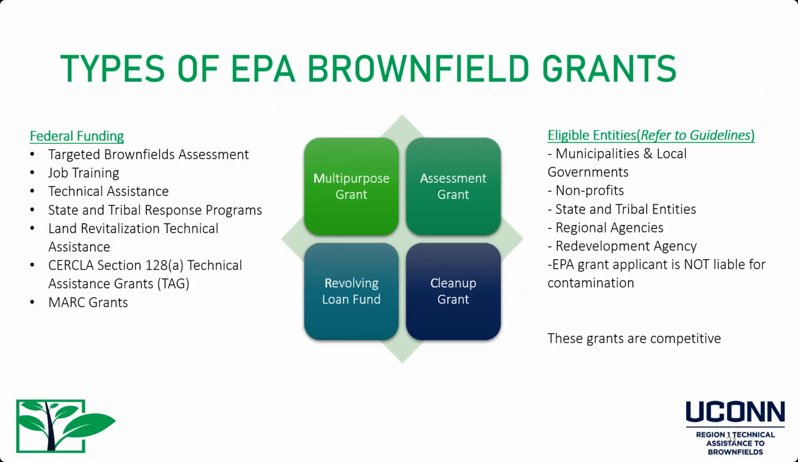an entity is only eligible if they're not liable for the contamination. So you have to make sure you do that phase 1 and that you're not at all responsible for it. These grants are competitive in nature and there is a limited amount of funding, but UConn TAB does provide a very thorough template and guidebook, as well as webinars and reviewing for these grants. And we have about an 85% success rate.